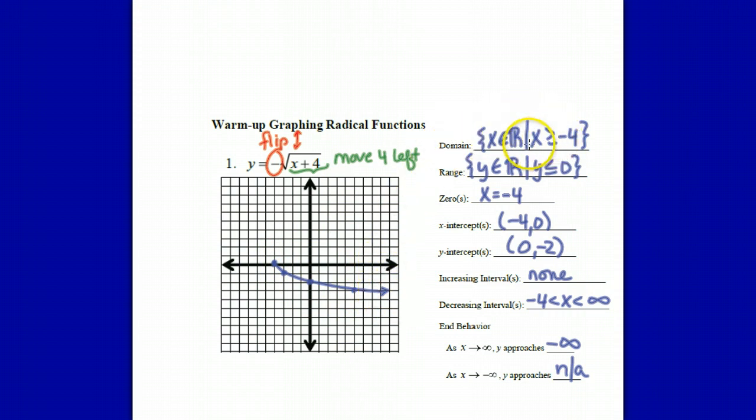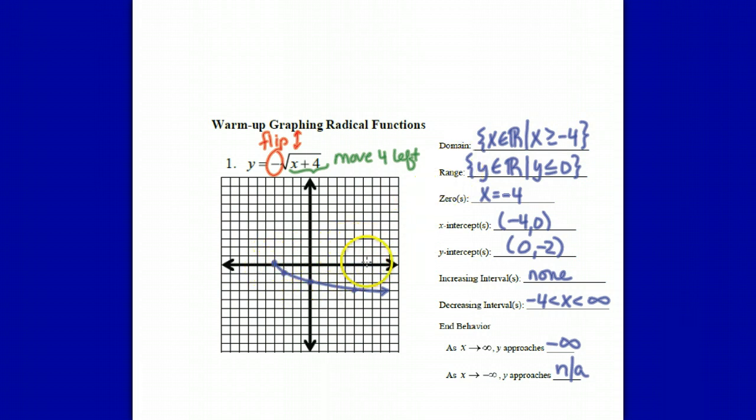And that's what this means up here. This says x is a member or element of the real numbers. Real numbers is a fancy R. And it's saying, in order for you to be in the club, you have to be a value that's greater than or equal to negative 4. That's what that means. So every x that I pick has to be negative 4 or bigger.